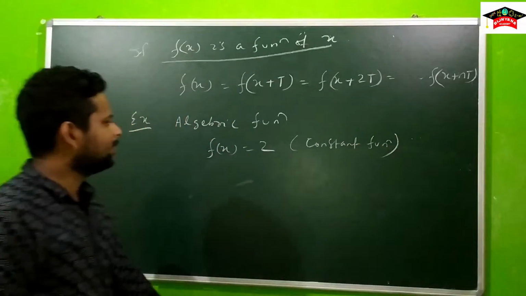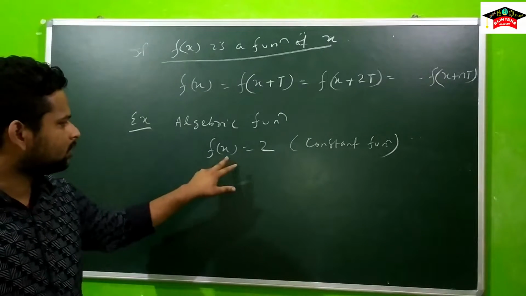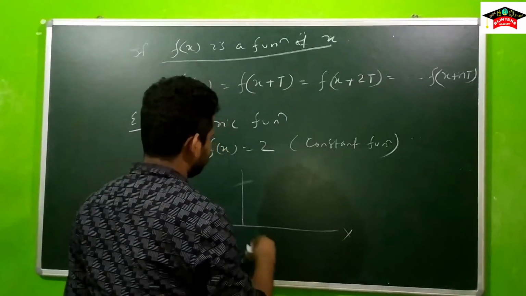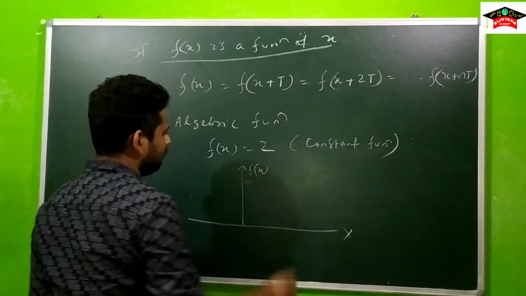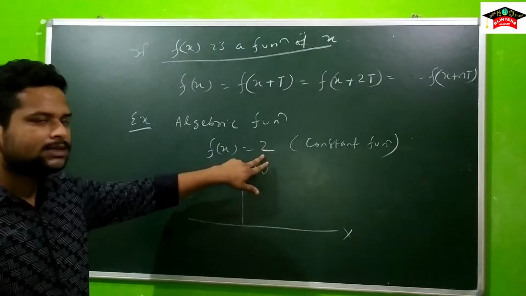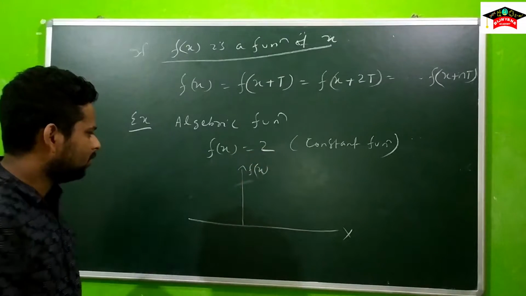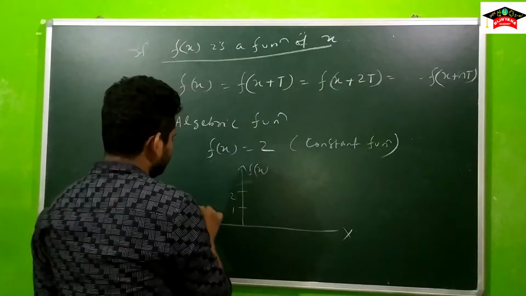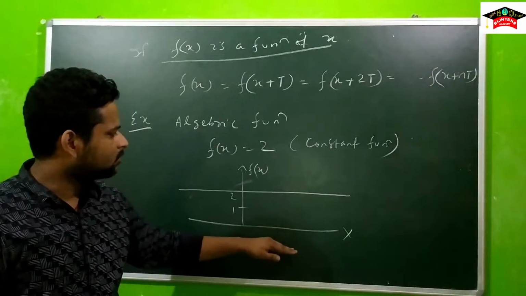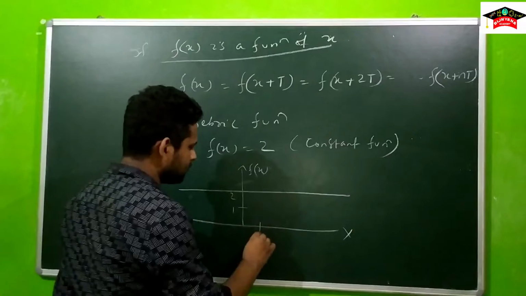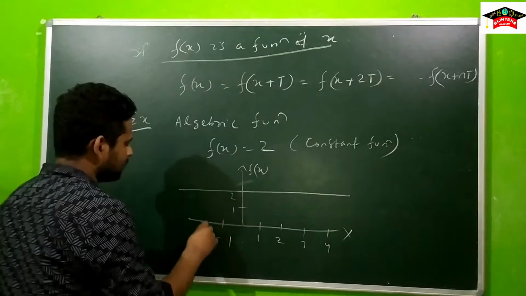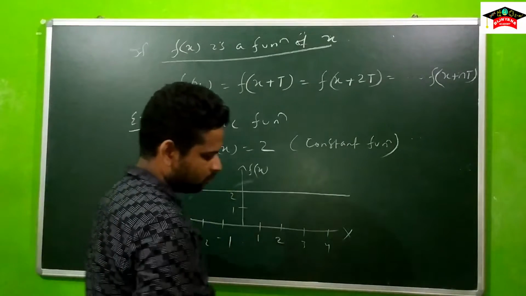It is a constant function. That means the value of the function does not change with respect to x. If you draw a graph of that function, this is the variable x and this is f of x. Whatever the value of x, you take any value of x, the function is independent of x. That means it always gives a constant value. Let this be 1, this be 2. So it always gives the value 2. For any change in x, it has a constant value of 2. Then this is 1, 2, 3, 4, minus 1, minus 2. Similarly, you can extend to the left also.